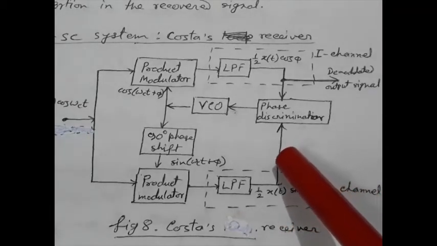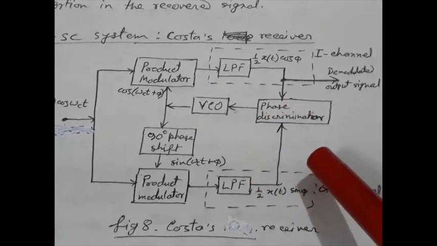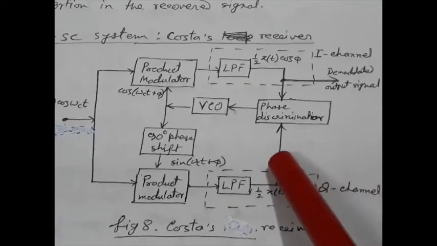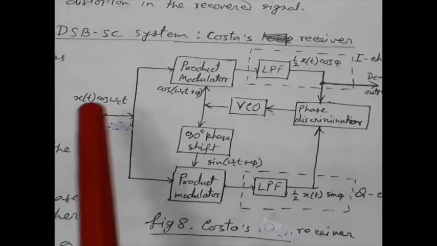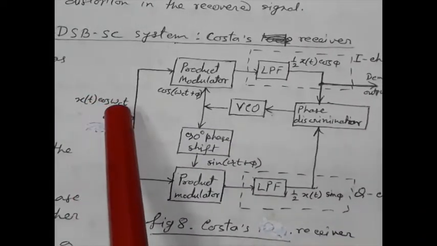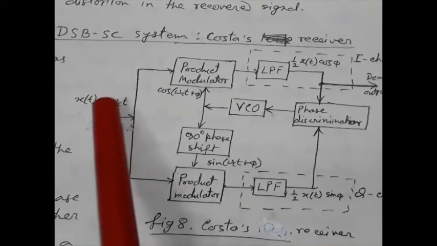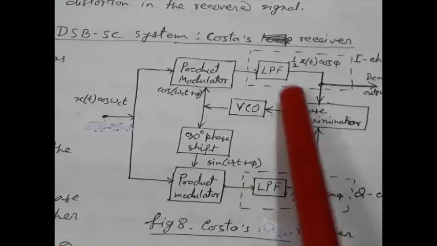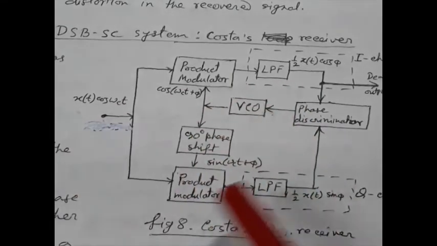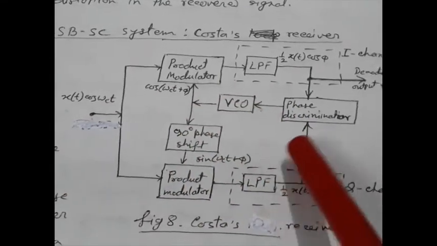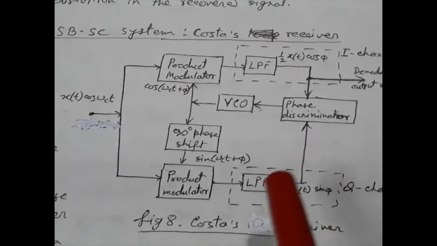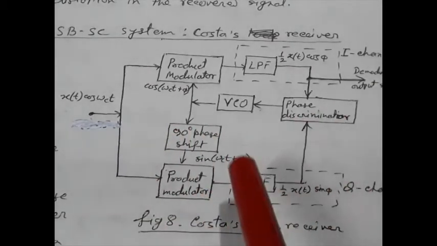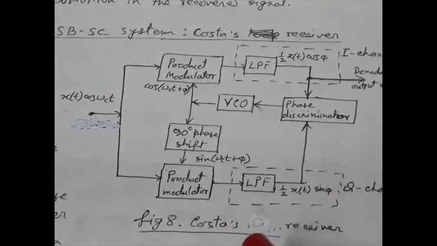Unfortunately, this receiver stops phase control in absence of any modulation. That means if, instead of x(t) cos omega ct, we provide this cos omega ct only, this one will not work properly. So in absence of any modulation, it will not work. So this is what you call the Costas loop receiver and carrier acquisition in DSB-SC system.